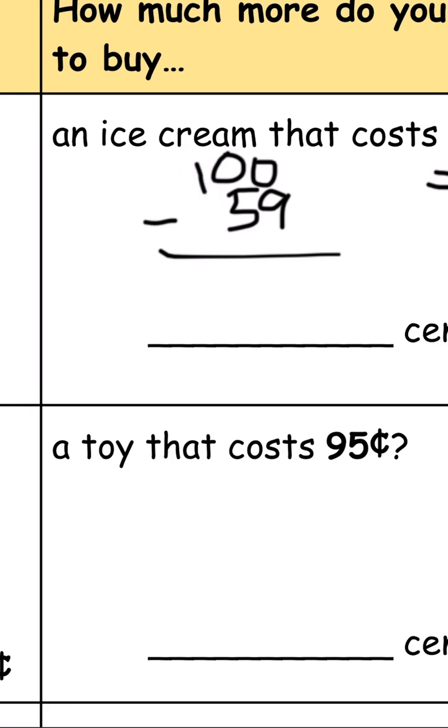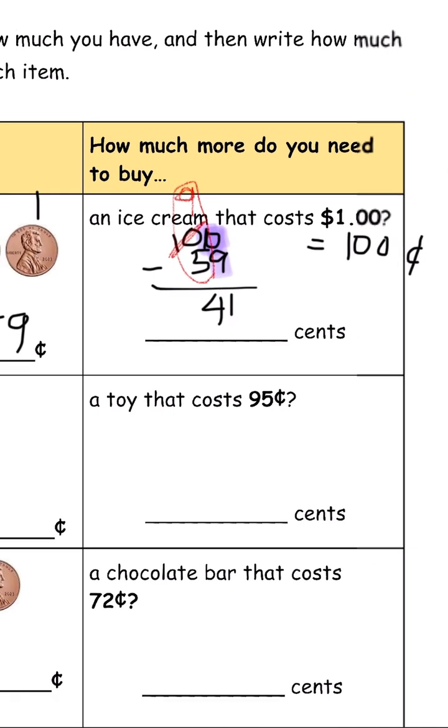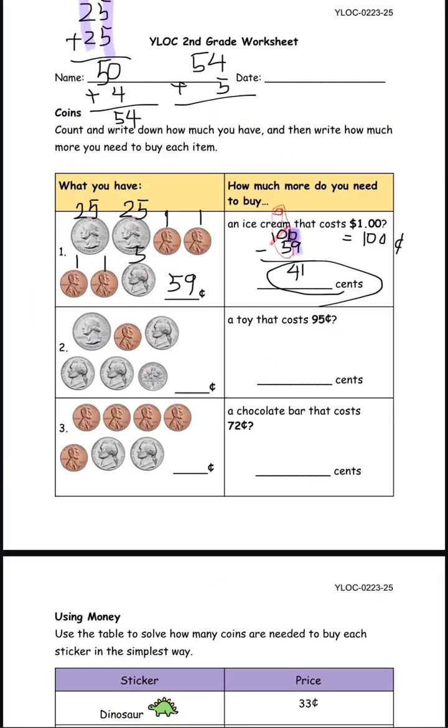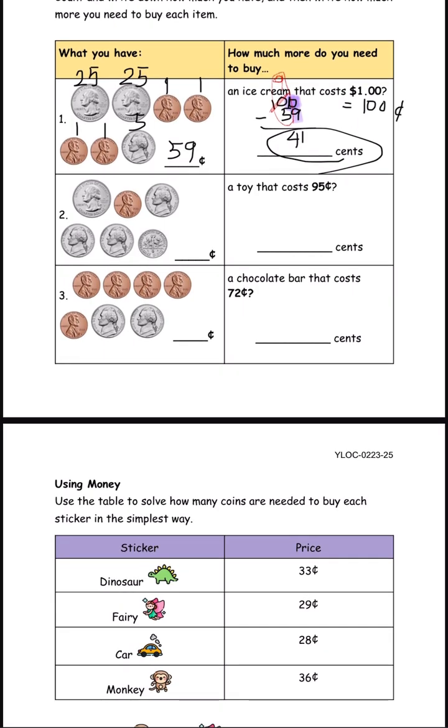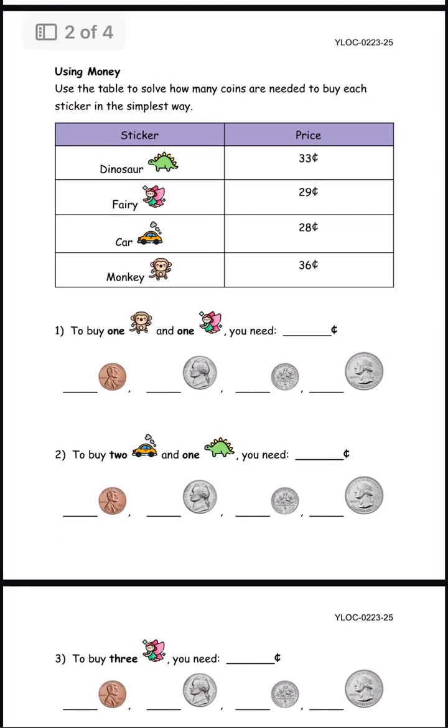So this one turns into a 9. And over here, since we borrowed it, this 0 is going to become a 10. So that's a 10 now. Okay, so 10 minus 9 is 1. So we put 1. And then now here we have 9 minus 5, which is 4. So the answer is 41 cents. Okay, we do the same thing for number 2 and 3. And let's move on to the next page.